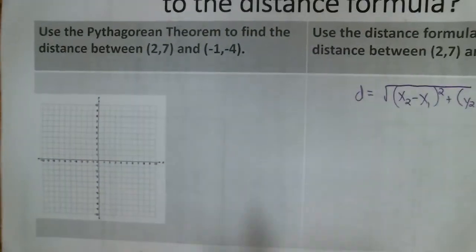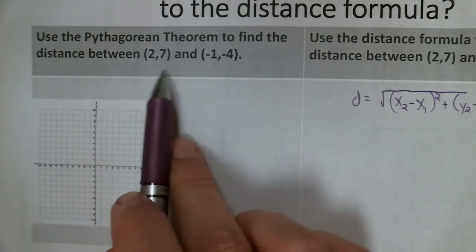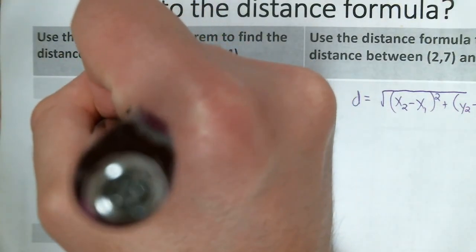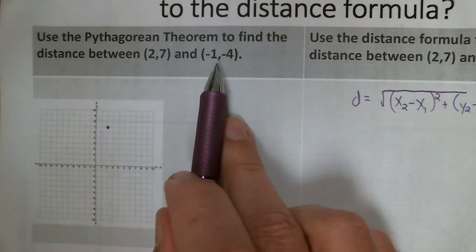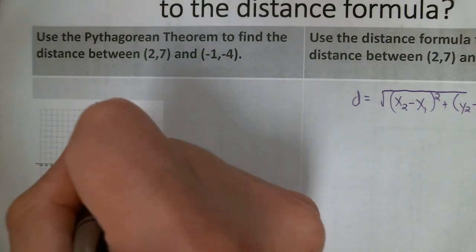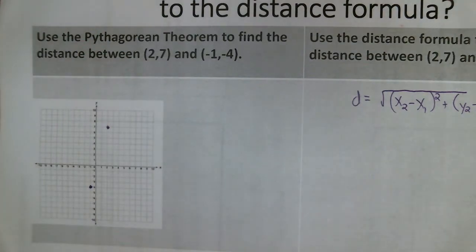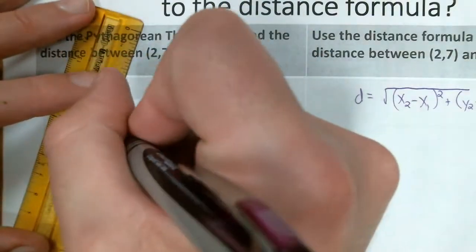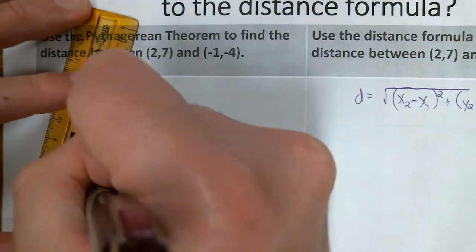Over here we're going to use the Pythagorean theorem to find the distance between these 2 points. So I'm going to plot 2 comma 7, right 2 up 7, and then I'm going to plot -1, -4, so left 1 down 4. Okay, I want the distance between those 2 points. So if I want to connect those, I want that distance.